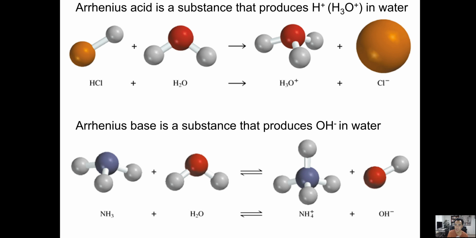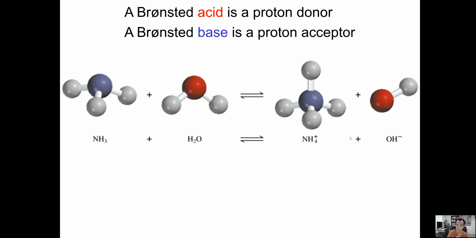Okay, so this one we don't really have to know too much for the Advanced Placement portion, but it's good to know anyway that in an Arrhenius acid you produce the hydronium ion, and in a base you produce the hydroxide. And so we'll skip through this real quick.